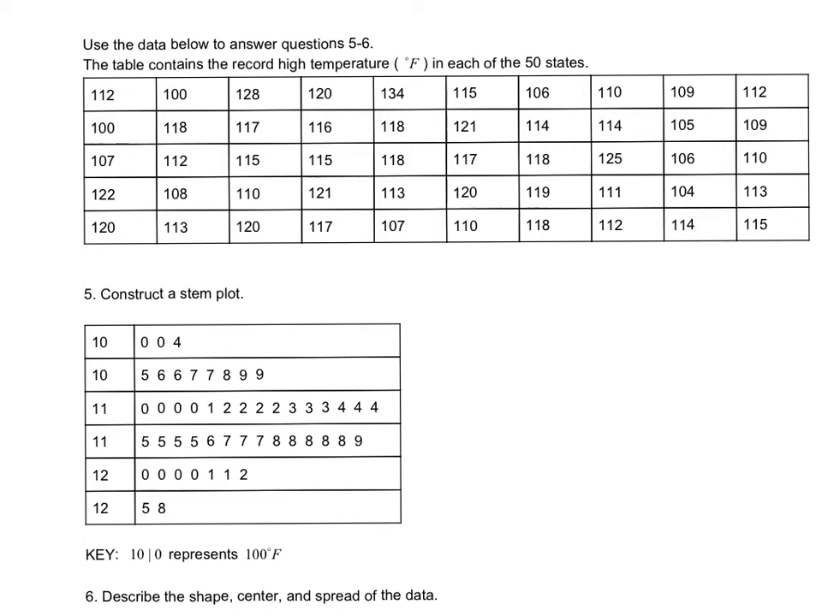And I broke it up so that I did the 0 through 4 and the 5 through 9 for each set of tens place, because I have so many values, and that way I could get a better representation of my stem plot. And the other thing I did was to remember to include a key. So remember, if you are creating your own stem plot, you have to make sure you include a key so that someone knows how to read it. So 10-0 represents 100 degrees Fahrenheit. So I know how to read this. It's not 10.0 because it could be a decimal. So the key is an important part of a stem plot.